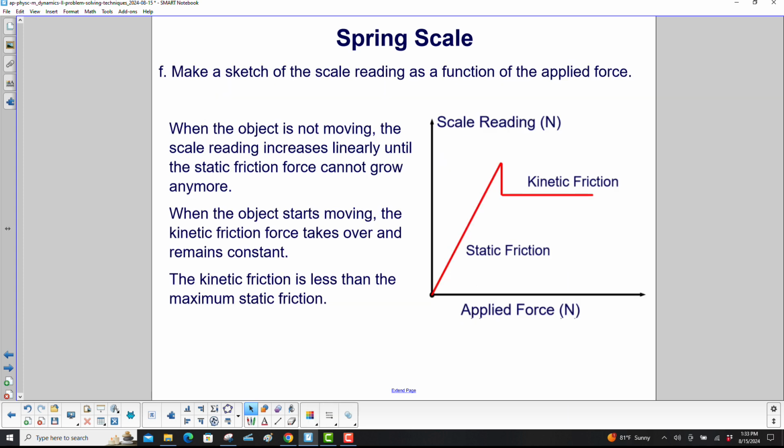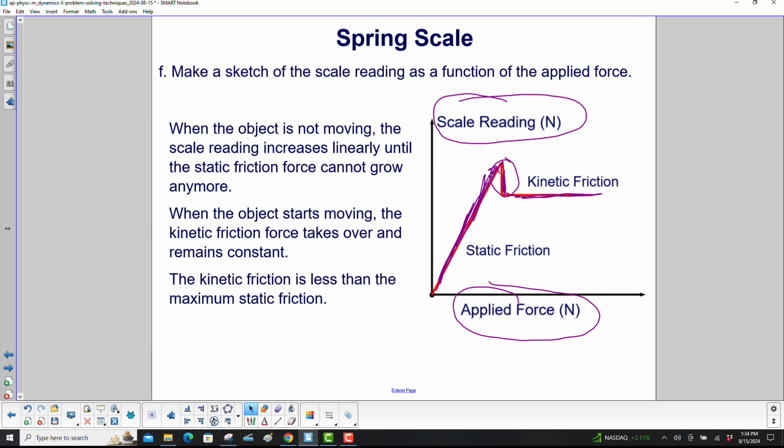Make a sketch of the scale reading as a function of the applied force. So here's our scale reading on the y-axis. Here's our applied force. When the object is not moving, the scale reading increases linearly until the static friction force cannot grow anymore. So that's this line right here. Static friction force keeps increasing until it starts moving. Then the kinetic friction force takes over and remains constant. The kinetic friction force is less than the maximum static friction force, so that's this piece here, where the scale reading gets smaller and then stays constant.